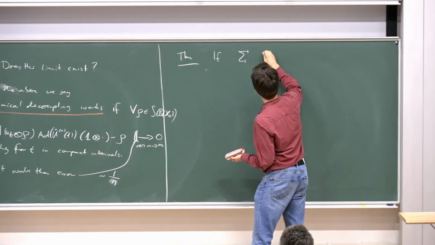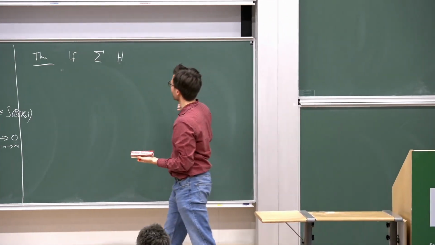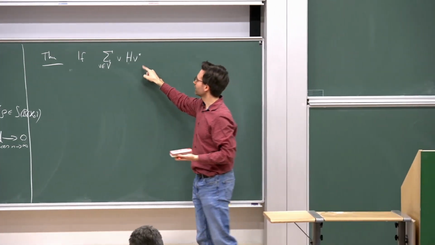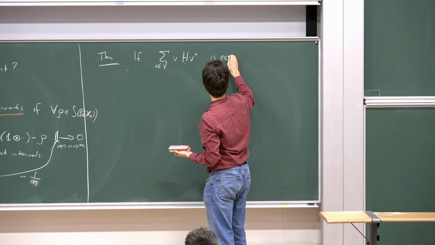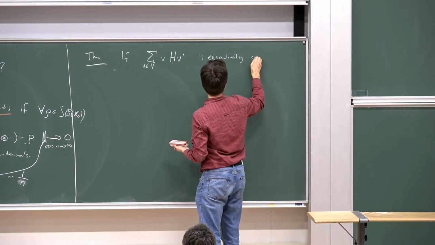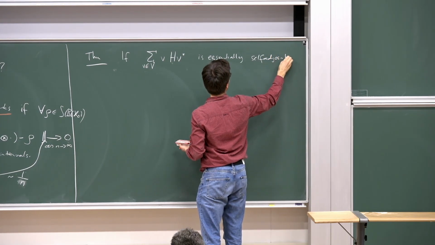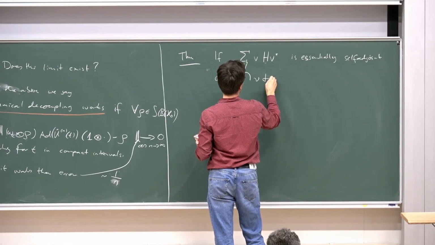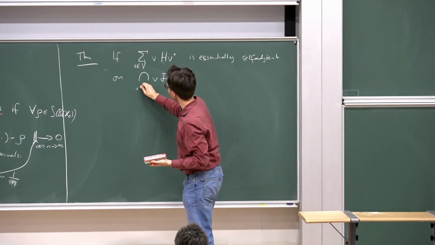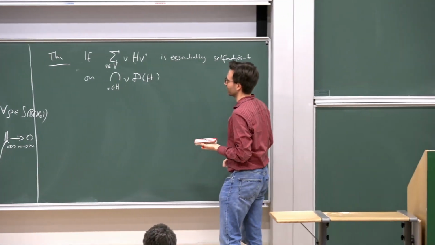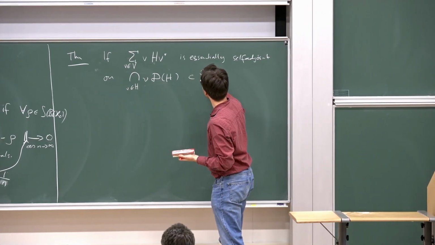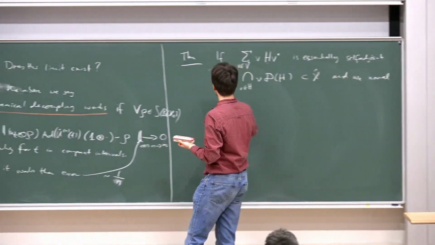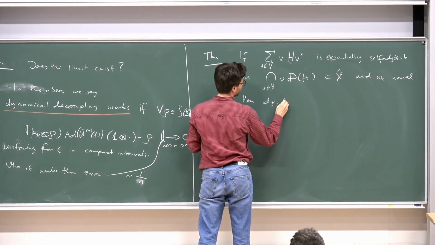So we look at the Hamiltonian of the joint big system, and I conjugate this with all the v's. Okay, so I have a finite sum here, and if this one is essentially self-adjoint on the intersection of all these domains, which in particular needs to be dense in the whole Hilbert space, and omega e is normal, then dynamical decoupling works.